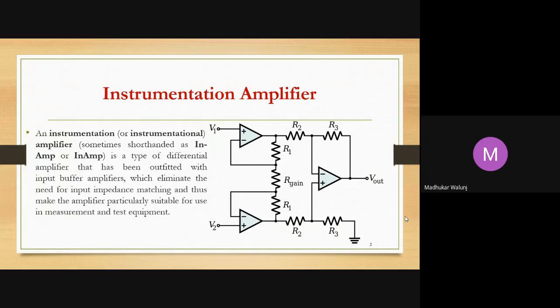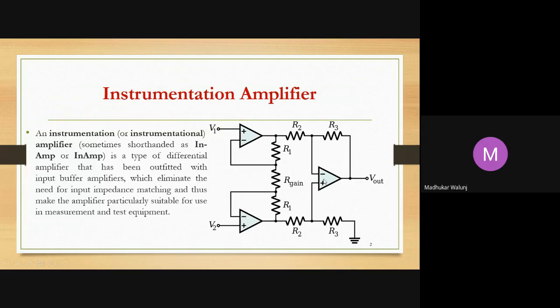Maybe in your instrumentation paper, or in some case of operational amplifier circuitry, you have seen this particular circuit. So what is this? If you look at the circuit diagram here, this is a 3 op-amp instrumentation amplifier. This is the symbol of an operational amplifier, where the plus sign indicates the non-inverting terminal, while the minus sign indicates the inverting input. Similarly, here we have a positive, called non-inverting, and a negative, called the inverting terminal.